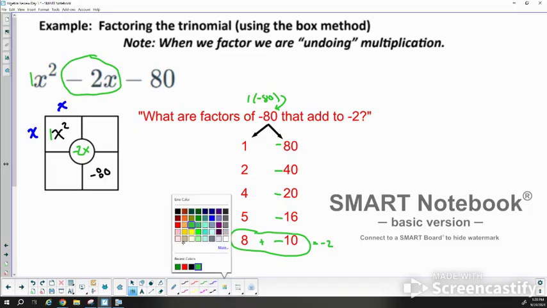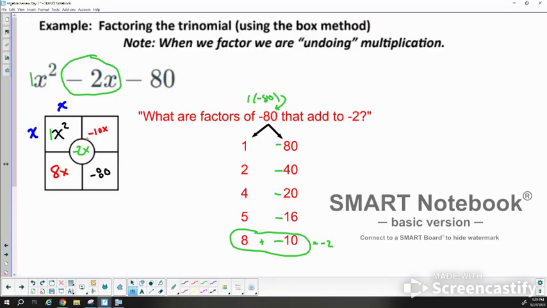Now the question is, what do we do with them? We put them in these boxes. So we can put 8x here, and we'll put negative 10x here. Think of it, if I add the 2 boxes together, they'll add to give me negative 2x. So now we just kind of undo the rest of the box. I like to think of it as kind of a puzzle.